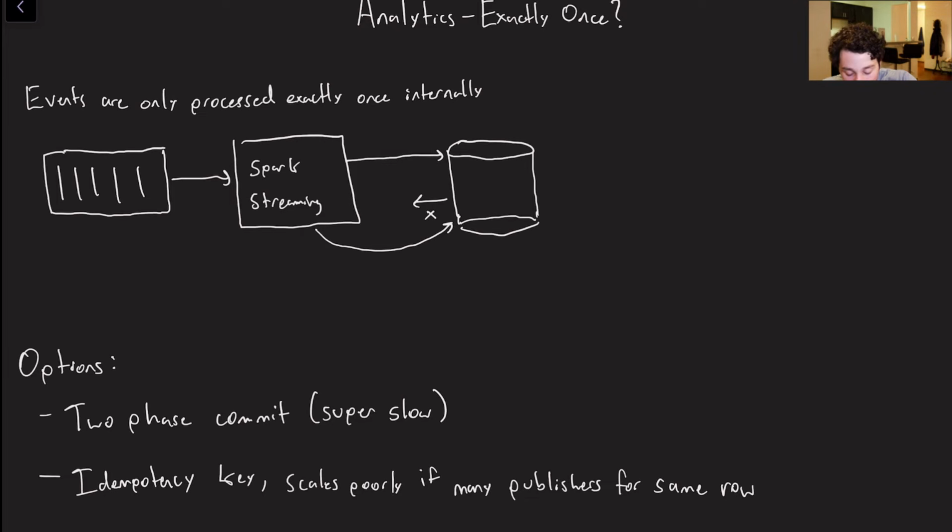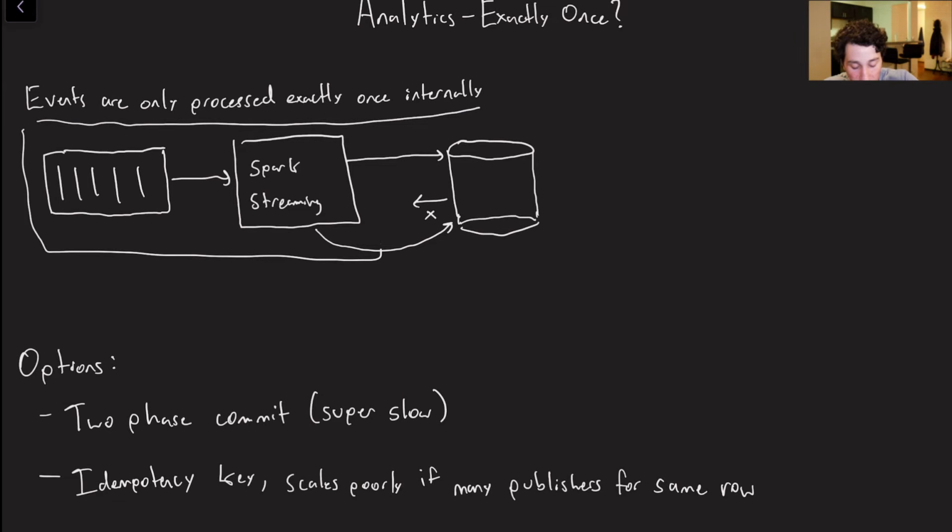So, like I mentioned, events are only processed exactly once internally. So that means within here, events are processed exactly once. But here's an example of something that can happen. From Spark Streaming, we say to the database, hey, add 100 clicks.